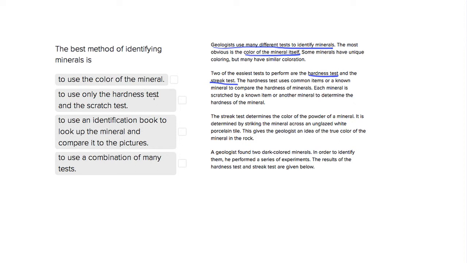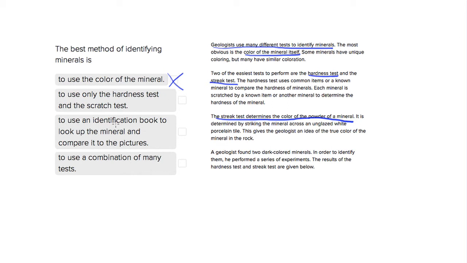Choice one is to use the color of the mineral. The color of the mineral is the most obvious, and that's something that you get from the streak test, because the streak test determines the color of the powder of a mineral. But if we're using the streak test in conjunction with the hardness test, it's probably not the only method. It's not the best method, since otherwise we would just use that. So that's no good.